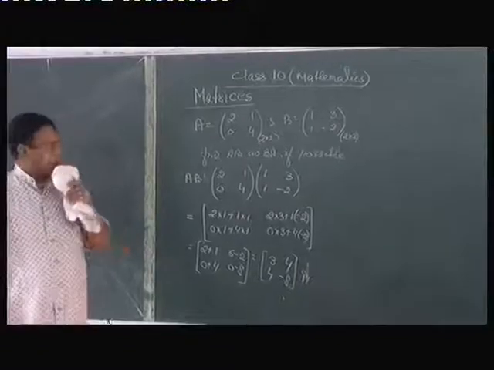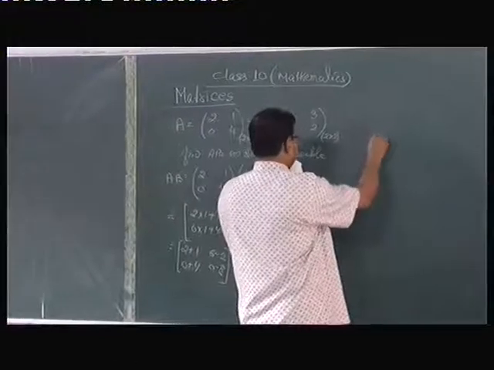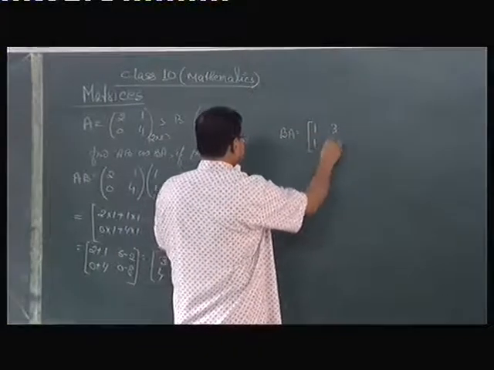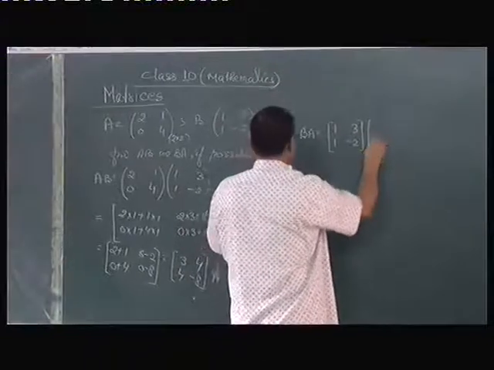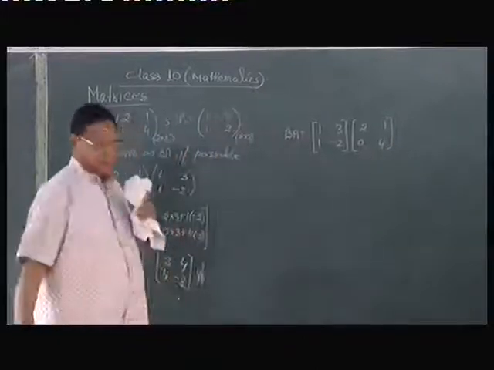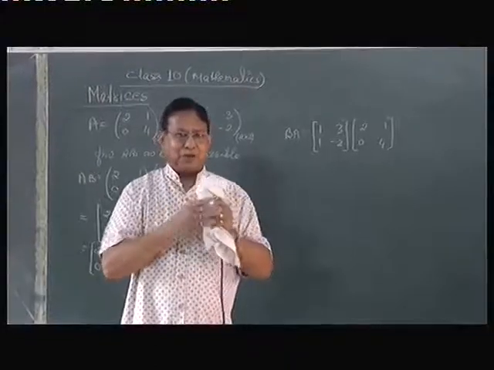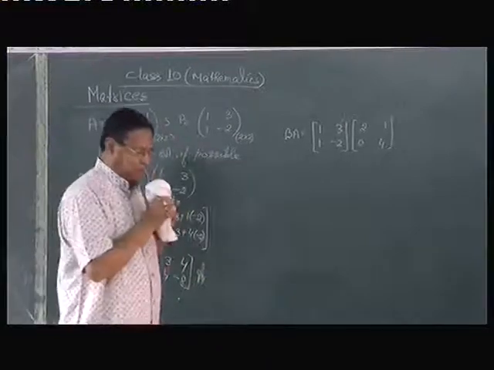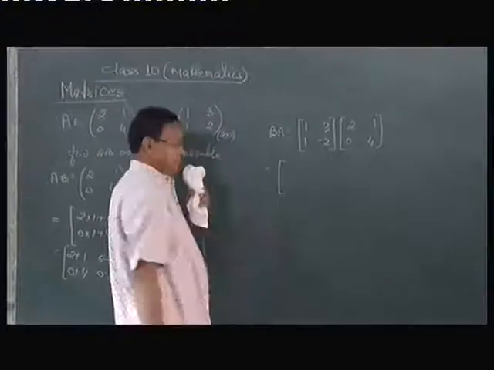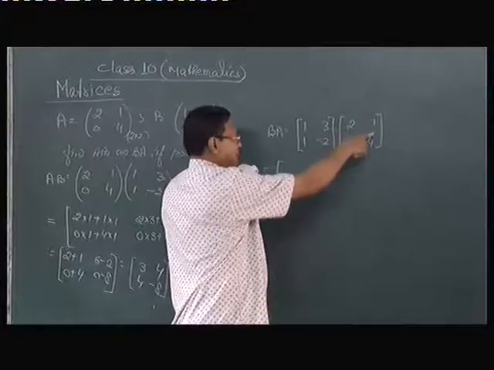So that's A into B. Now I get B into A. So B into A, B comes first, and then comes A. Multiplying, now please pay attention, multiplying each row with each column. I am doing the same thing, but with a little different method. Okay? Now look at this. This has to be multiplied with this and this with this.